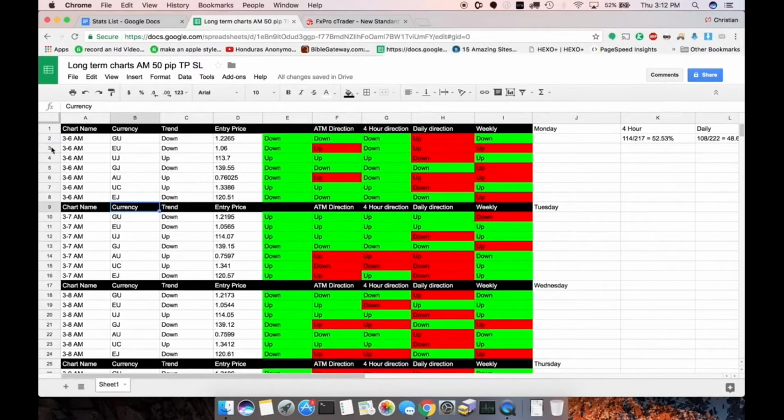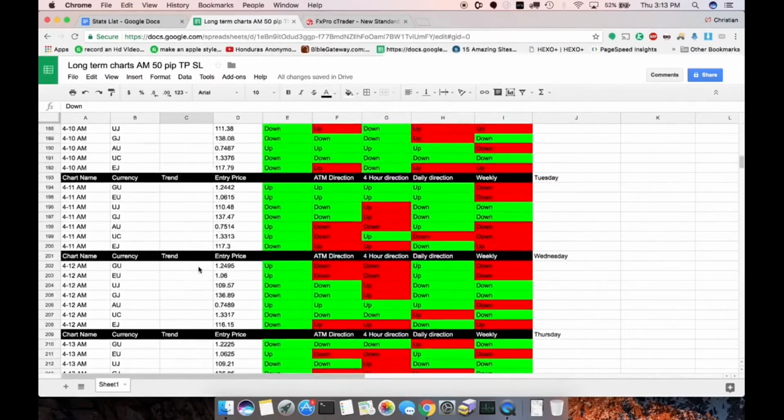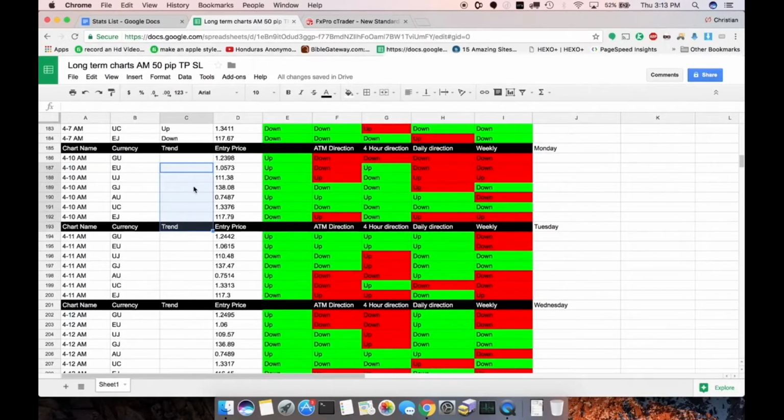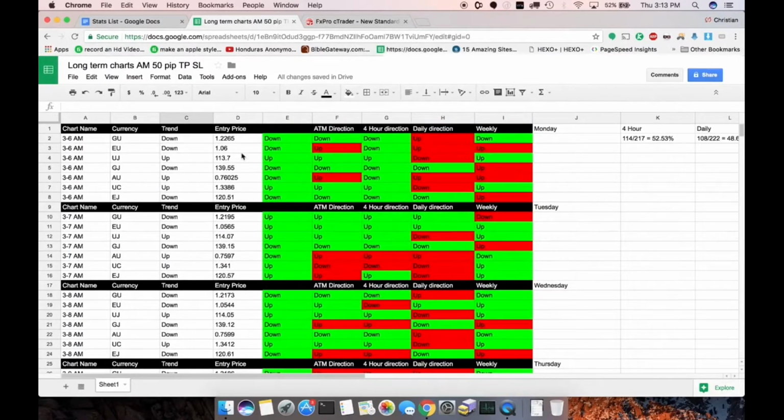What I start with is you take the 3-6 AM charts. This is March 6th, EU down. I don't record trend anymore, so no need to include that. As you see, I kind of stopped. I realized over time that it didn't matter that much. It added a little bit, but it didn't matter that much. The arrows are monumentally more important.